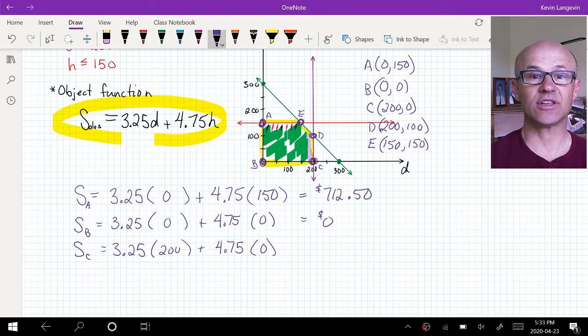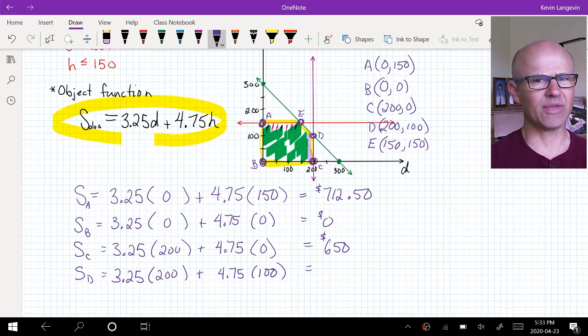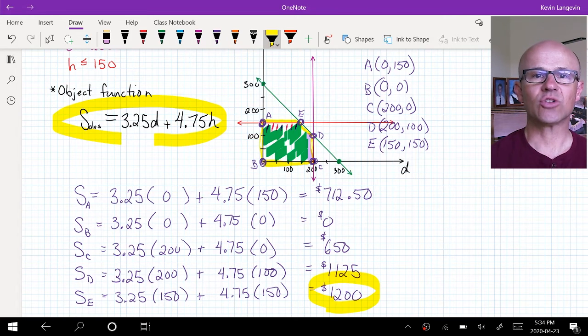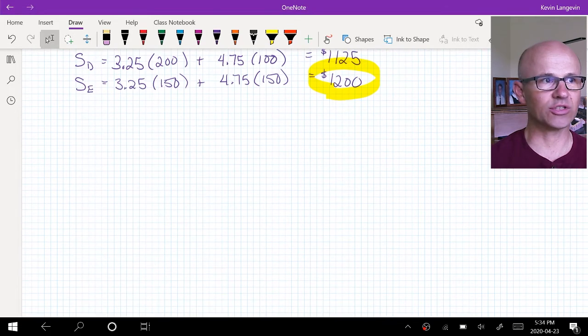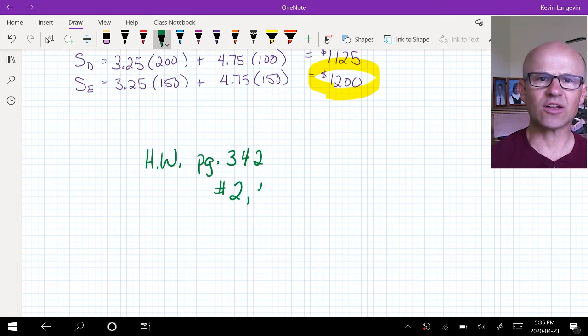So if I go and plug each one of these vertices into the function, I find that if I make just 150 hamburgers, I make $712.50. If I make no food, I make no money. Pure hot dogs, I only make $650. And then the two vertex points, one of them gives me $1,125 and the other one, $1,200. So clearly then, to maximize my function, what I would want to do is have 150 hamburgers and 150 hot dogs being sold.